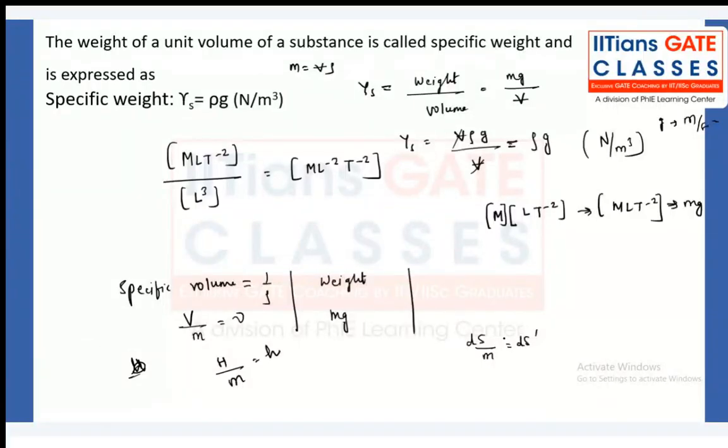Why we use it? That is history. I'm not aware of that. But whenever we use the prefix, basically specific, that means we are dividing by the mass.